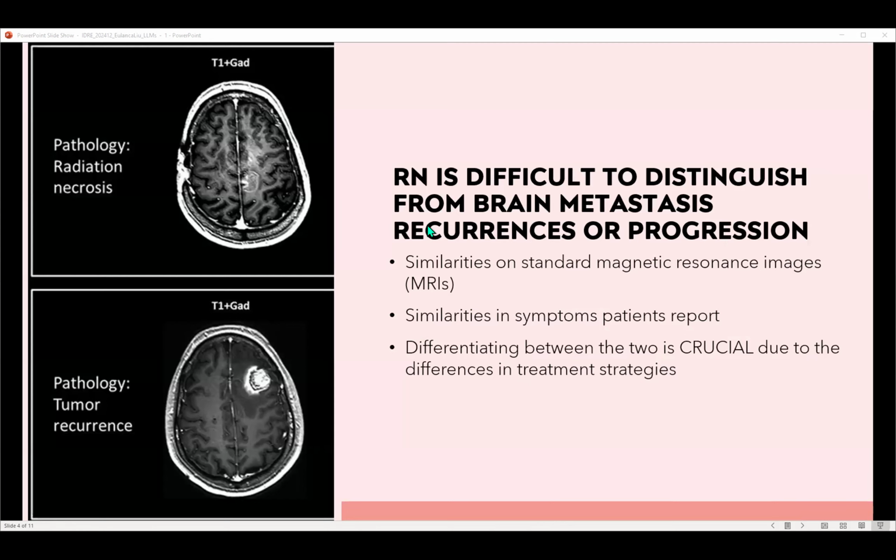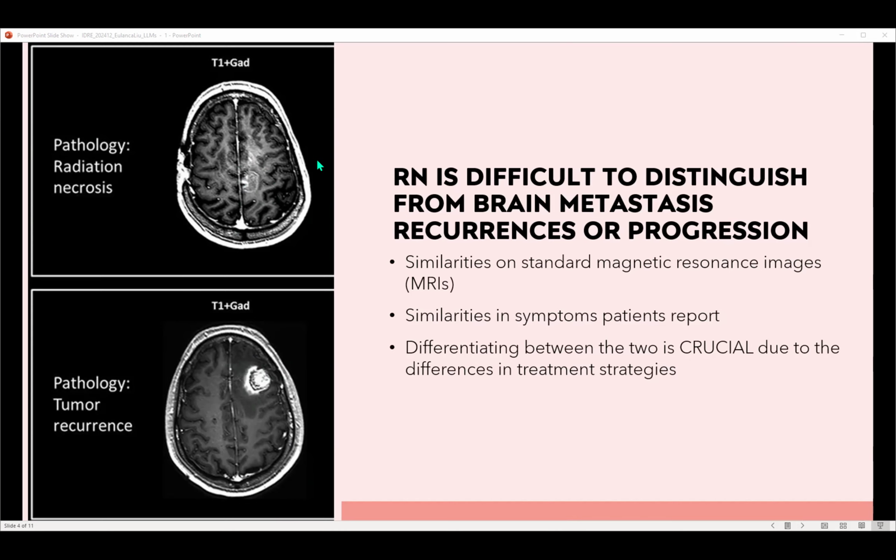The reason this is important is that radiation necrosis, when we're looking to diagnose it on standard MRI imaging, can be very difficult to distinguish from brain metastases that have actually recurred or progressed. So what you typically see on a MRI scan of radiation necrosis is some increase perhaps in the size of the tumor itself, as well as surrounding edema. But that can also occur if you have a brain metastasis that's actually growing. These aren't the best photos, I apologize, but essentially on MRI with just standard anatomical imaging, T1 weighted post contrast, it can be very difficult to distinguish.